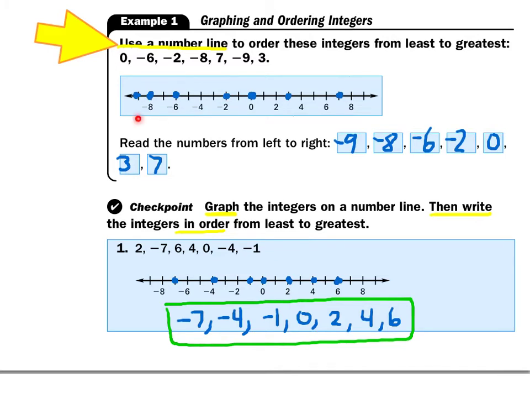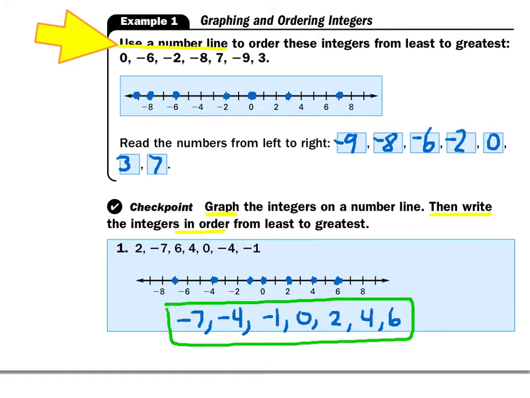And once I have all of my points graphed, then I can just read the number line, or the dots, from left to right, and that will put the numbers in order. So I'd have -9, -8, -6, -2, 0, 3, and 7. So it's a fast way to put numbers in order.